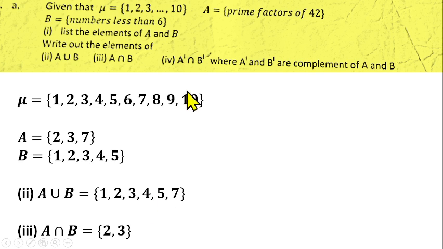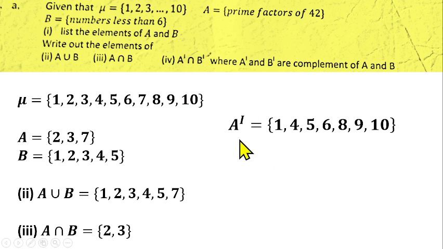Then also we have to find the A complement intersection B complement. So before that, we need to get our A complement first. A complement is the element in the universal set that is not in the set A. Element in the universal set that's not in set A, that's the A complement, and that will be 1, 4, 5, 6, 8, 9, 10.